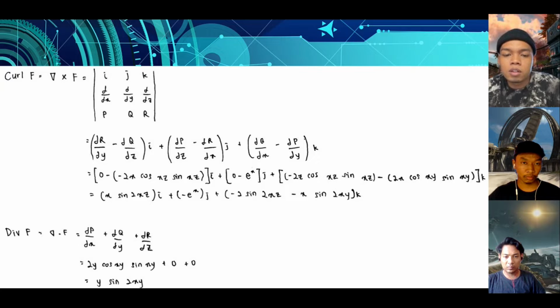So for divergence, del dot F equals dP over dx plus dQ over dy plus dR over dz. So we get 2y cos xy sin xy plus 0 plus 0. We simplify the expression and we get y sin 2xy.